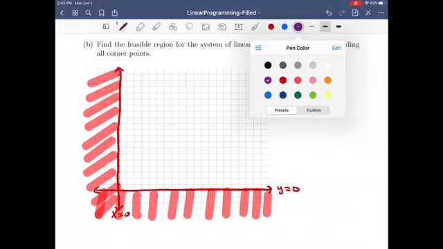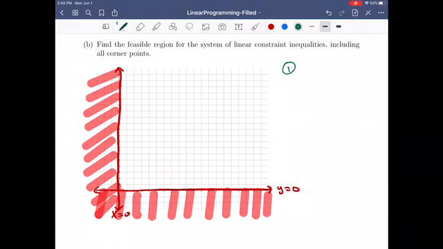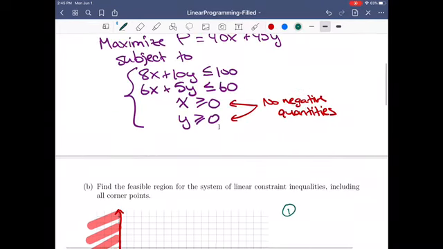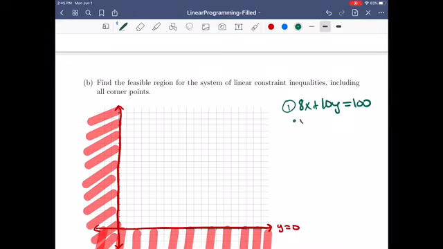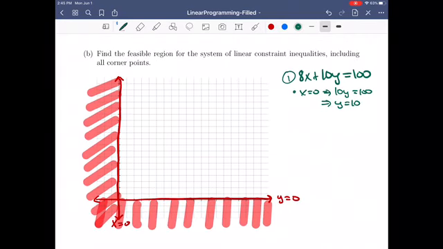Okay. Now, our first equation here, let's do 8x plus 10y equals 100. So when x is 0, 10y is going to be 100, which means that y is going to be 10. So I get a point at 0, 10. 1, 2, 3, 4, 5, 6, 7, 8, 9. So I get a point here.